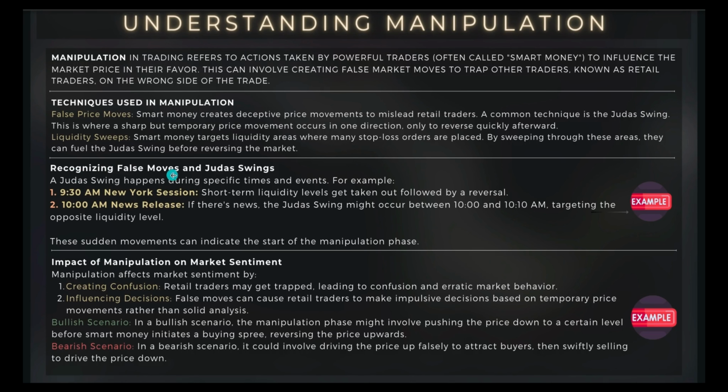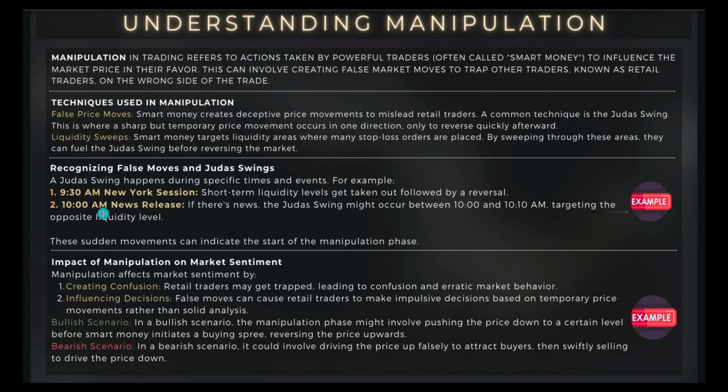Next is recognizing false moves and Judas swings. A Judas swing happens during specific times and events. For example, at 9:30 a.m. New York session, short-term liquidity levels get taken out, followed by a reversal. Next will be the 10 a.m. news release. If there's news, the Judas swing might occur between 10 and 10:10 a.m., targeting opposite liquidity levels. Now this is New York time, by the way. These sudden movements can indicate the start of the manipulation phase.